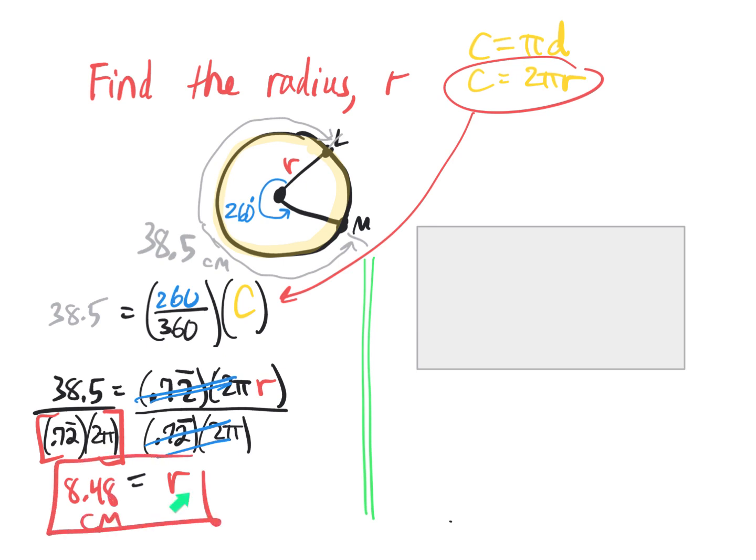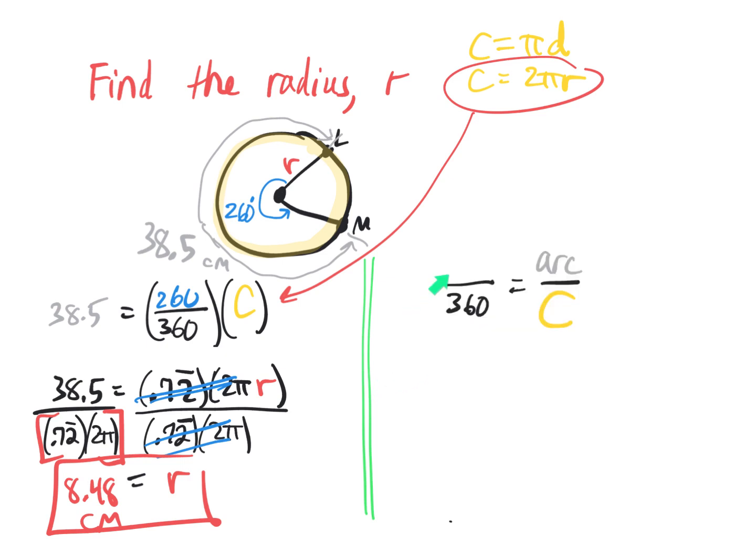centimeters. Okay, so there's another way we can do this problem. Sure, we can write a proportion. Think part over whole equals part over whole. On the left side, the part and whole will be the internal angle.